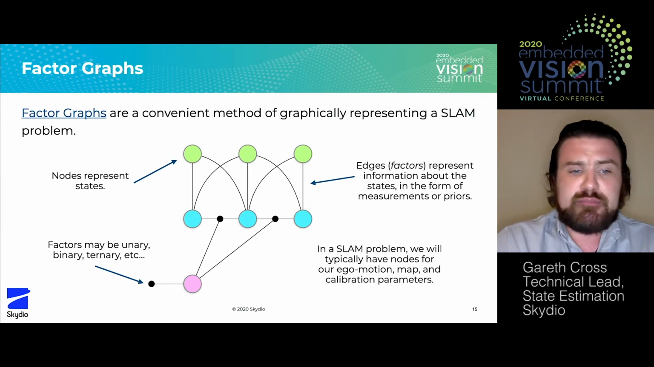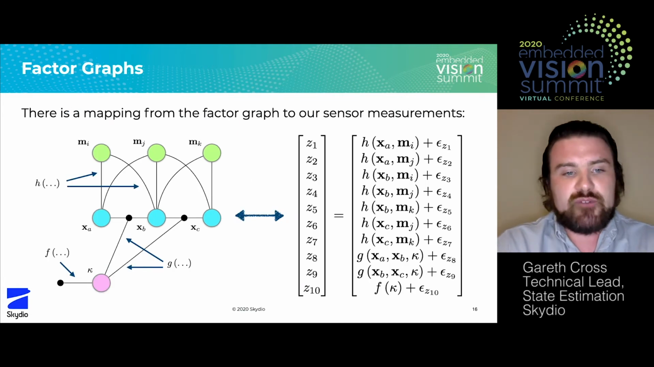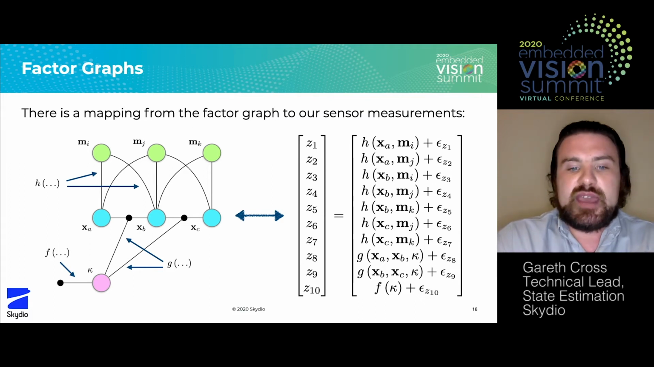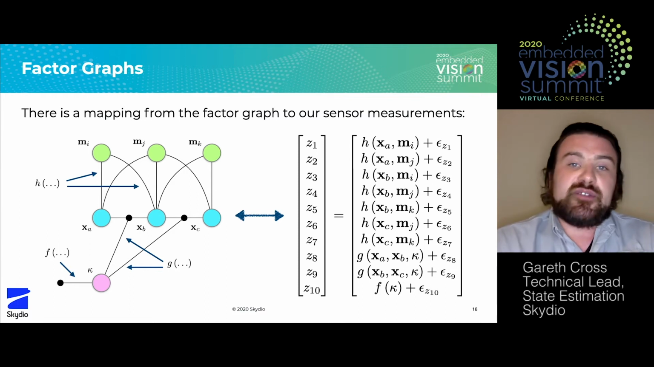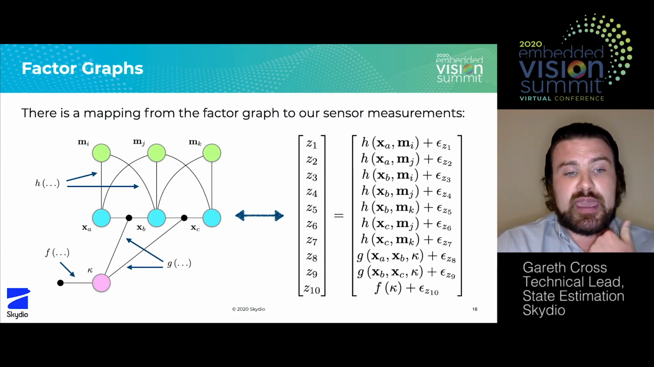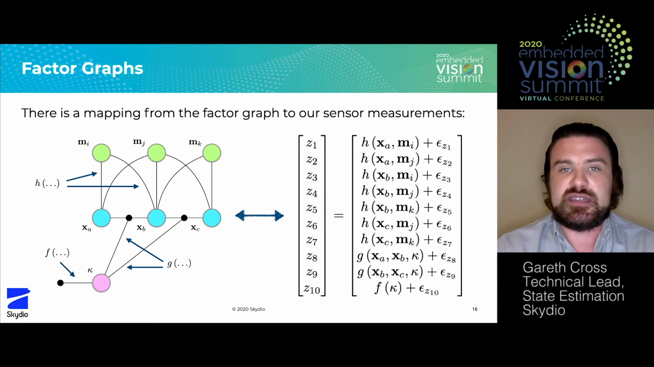And so you can have unary and binary and ternary and so on factors depending on the complexity of the sensor measurement models themselves. And there's a convenient mapping from the factor graph to your set of sensor measurements. So here we have a system of equations. Typically it'll be a nonlinear set of equations coming from your different sensor measurements and your different sensor models. And then the factor graph itself basically captures how different parameters are connected to each other via those different sensor measurements. And so it's a visual representation of that system of equations, and it captures the sparsity that is kind of inherent in a lot of SLAM problems, as we'll see.